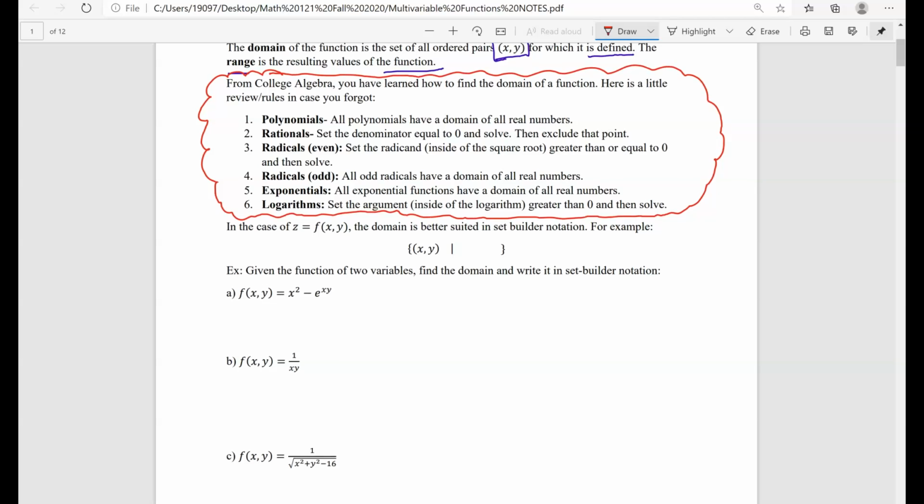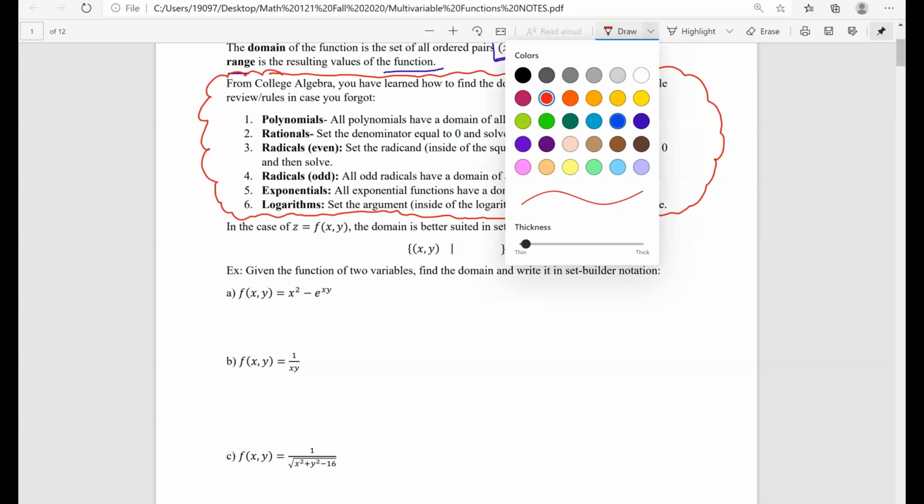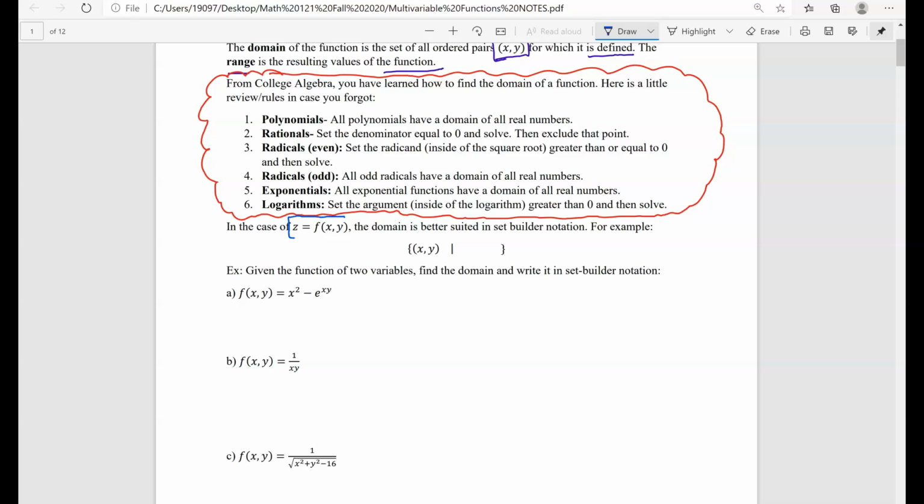In the case of this 3D function, z equals f of x comma y, we don't really write the domain in interval notation. We write it in set builder notation, and this is what set builder notation looks like. What this means is all values of x and y such that, and then you write whatever the domain is, whatever the domain might be.